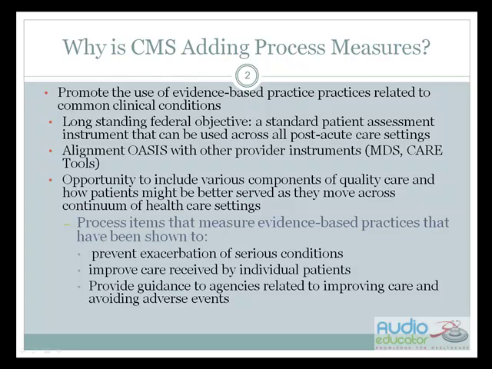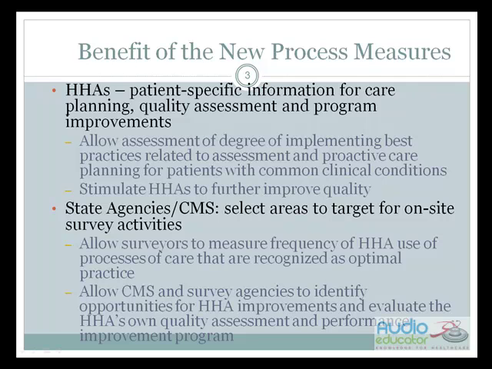So if we look specifically at some of the benefits of the process measures to different groups, starting on slide number 3, we see that for home health agencies, this patient-specific information helps with care planning, quality assessment, and program improvements. It will allow assessments of the degree of implementing the best practices related to the assessment, proactive care planning for patients with common conditions like diabetes and heart failure, patients at risk for falls, depression, and pressure ulcers, amongst other things. So what it does is provide that baseline and allow us as individual agencies to also improve our quality improvement.